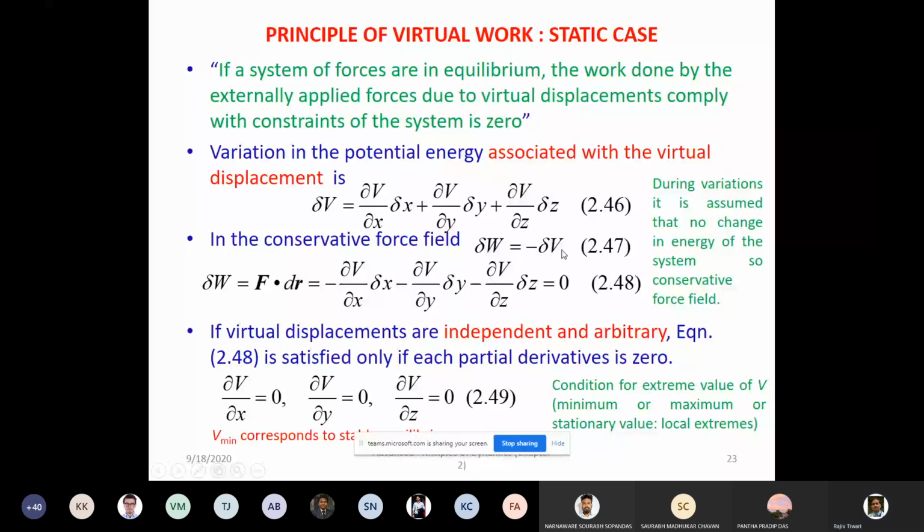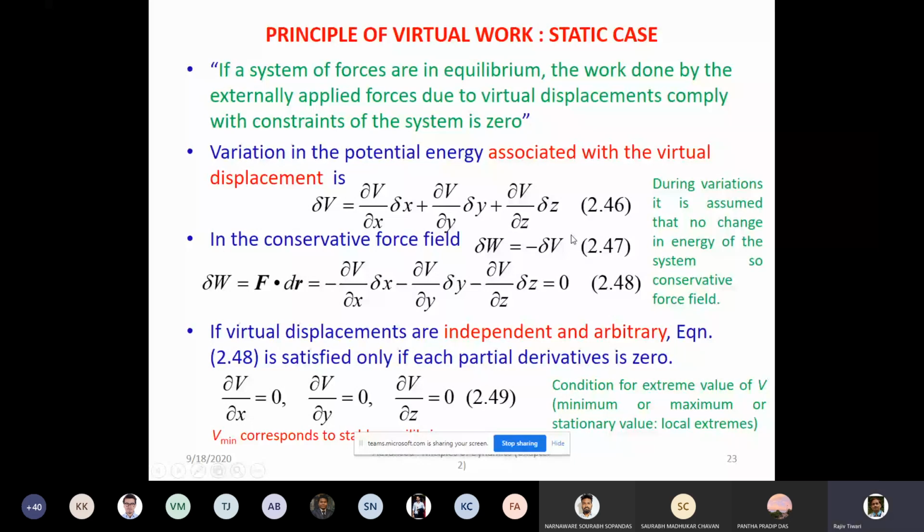So now this equation and the previous statement will combine. Virtual work we define as force into delta r, and this is the variation, and this is equal to the negative of the variation of the potential energy. It is coming from the potential energy.